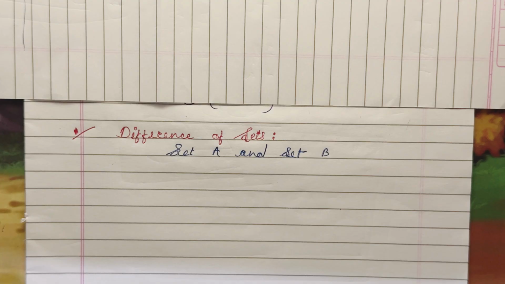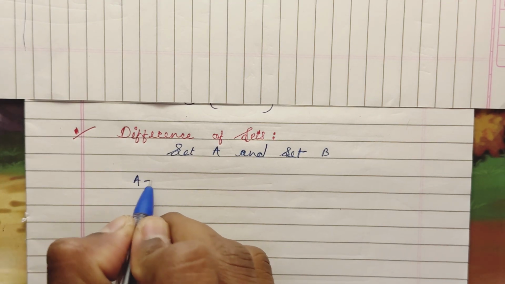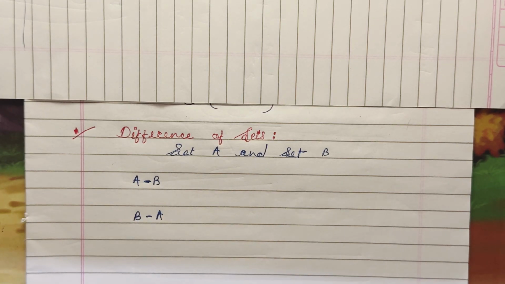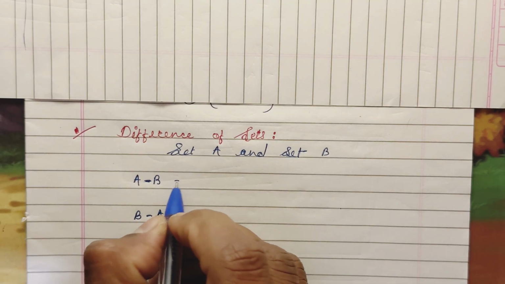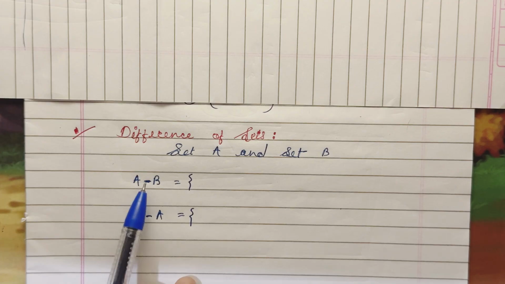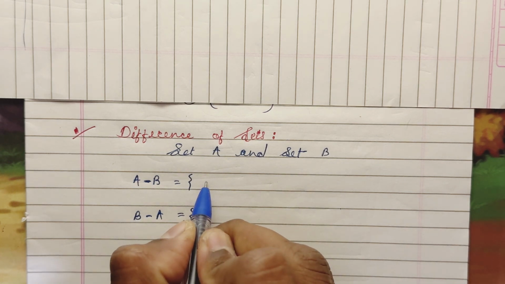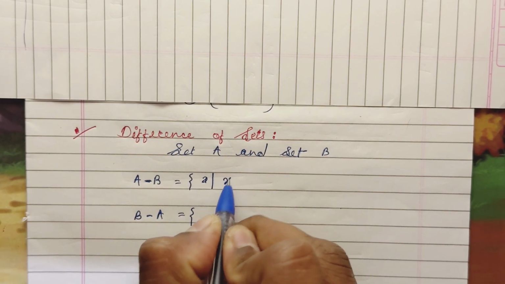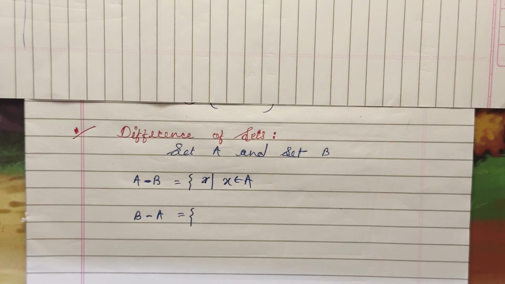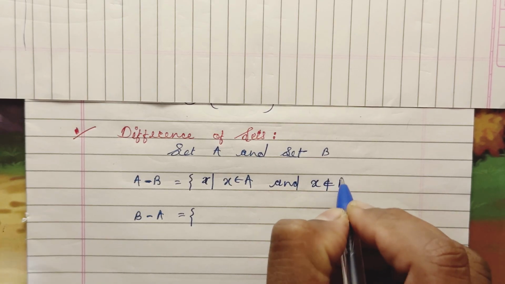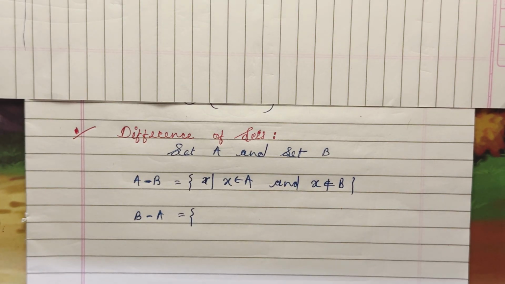The difference of sets we denote as A minus B, or B minus A. Difference means we are taking the difference between set A and B. A minus B is the set of elements X such that X belongs to set A, but X is not part of B. X should be part of A, but shouldn't be part of B. That is the difference A minus B.